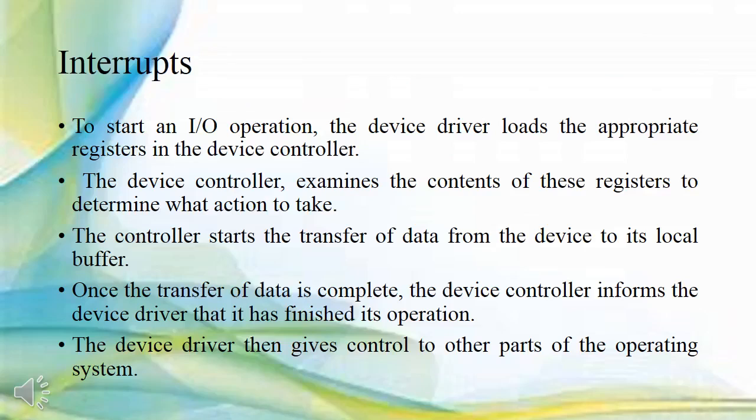Next, we are going to discuss the interrupts in computer system organization. To start an I/O operation, the device driver loads the appropriate registers in the device controller. The device controller examines the contents of these registers to determine what action to take. The controller starts the transfer of data from the device to its local buffer. Once the transfer of data is complete, the device controller informs the device driver that it has finished its operation. The device driver then gives control to other parts of the operating system.